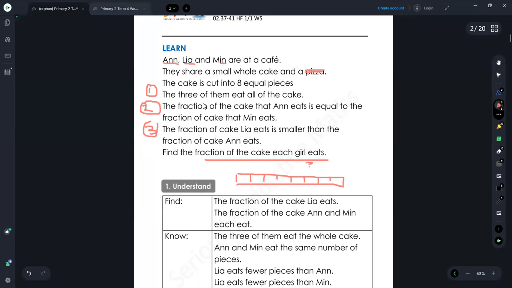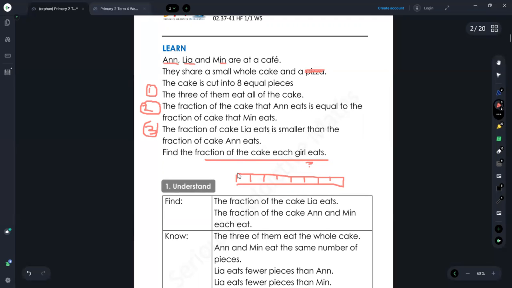Okay, so the second condition: the fraction of cake that N eats is equal to the fraction of cake that Mean eats. So what that means is that if N eats 1 cake, Mean must eat 1 cake as well. You can get them to try it out one by one, but they will notice that the fraction of cake Leah eats is smaller than the fraction of cake N eats. So N must be eating more than Leah. All right, and so it cannot be 1 piece.